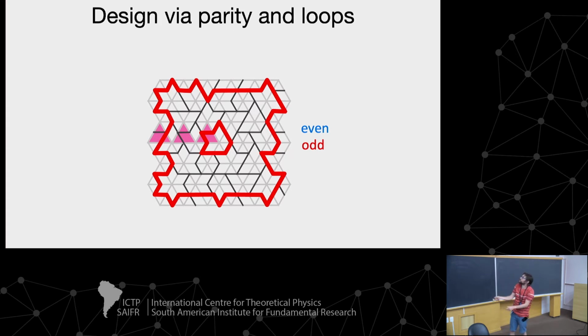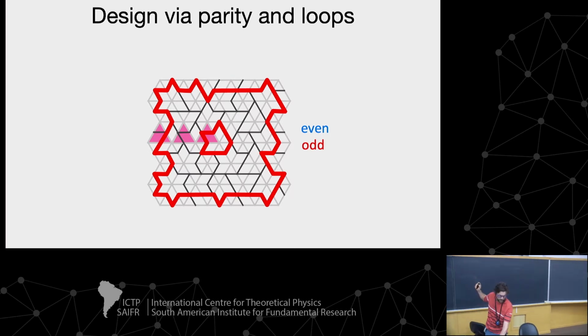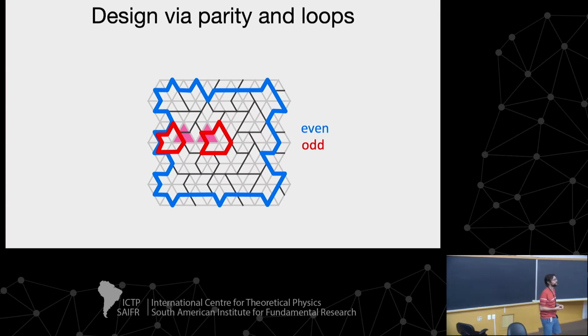Okay, and the reason why they were interested in defects in that case is that it's topological because you can just look at the loop, and you know that because the loop is odd, it will not be foldable and will be frustrated.